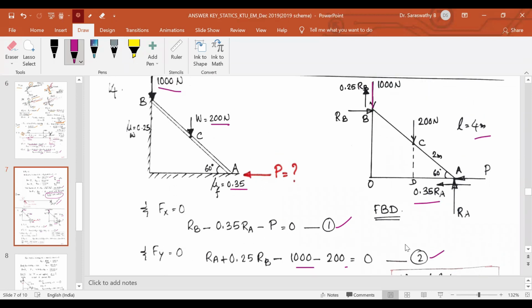Now, the third equation is sigma M equal to 0. Here, there are 3 forces acting at joint A. Similarly, 3 forces acting at joint B. So, we can take moment about any of these points. So, I'll take moment about point A.